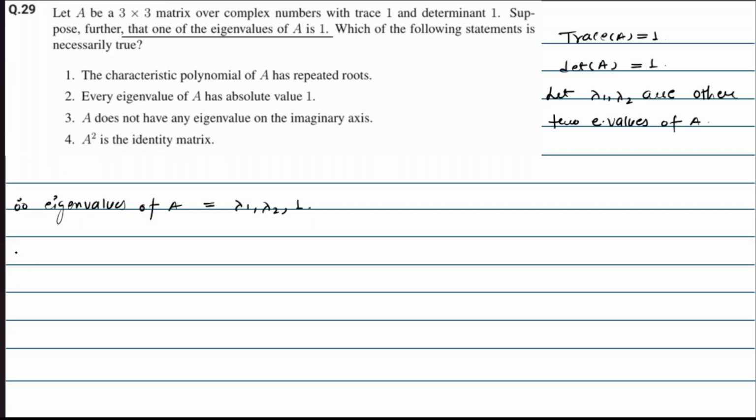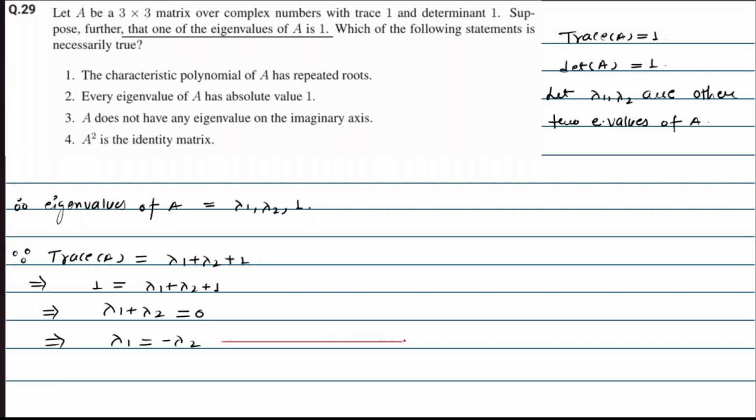Now, I know that trace of A is equal to the sum of the eigenvalues, meaning lambda 1 plus lambda 2 plus 1. This means 1 is equal to lambda 1 plus lambda 2 plus 1. This means lambda 1 plus lambda 2 is equal to 0. This means lambda 1 is equal to minus lambda 2. Name this equation 1.